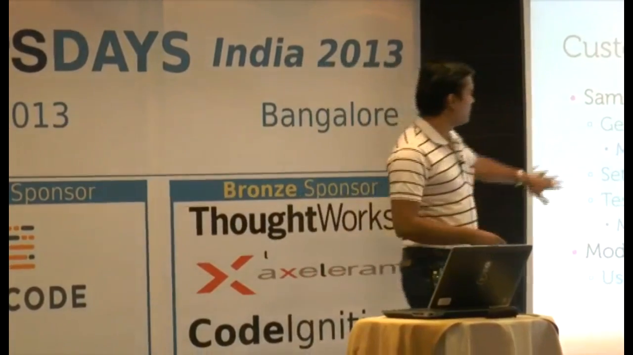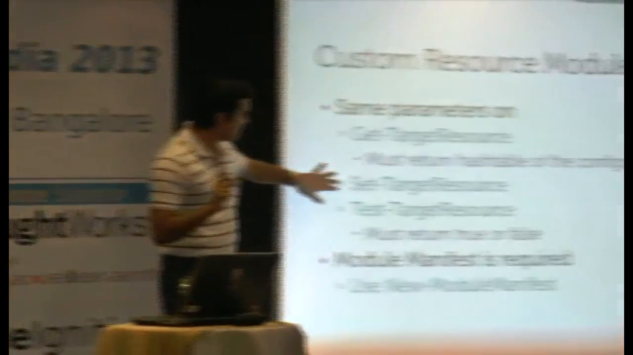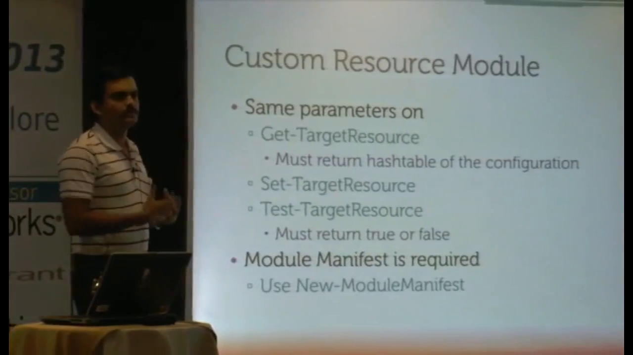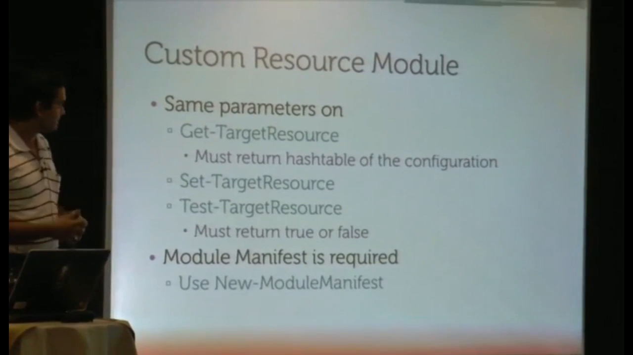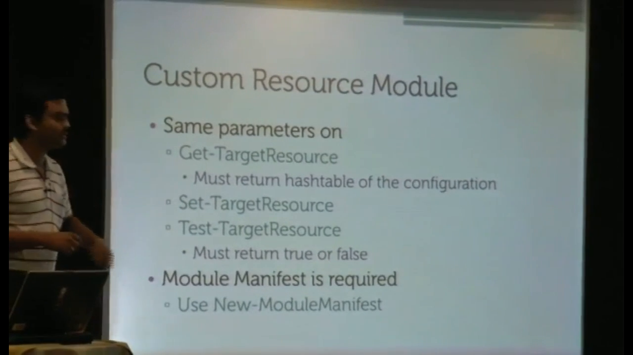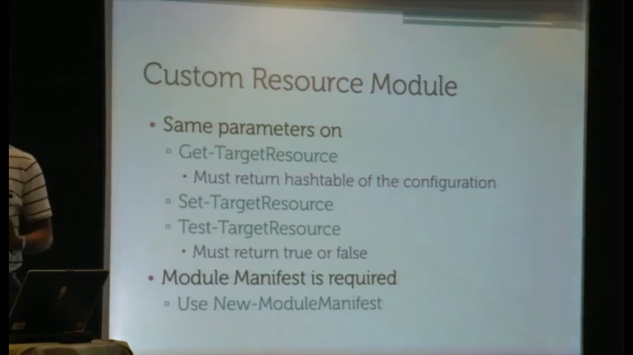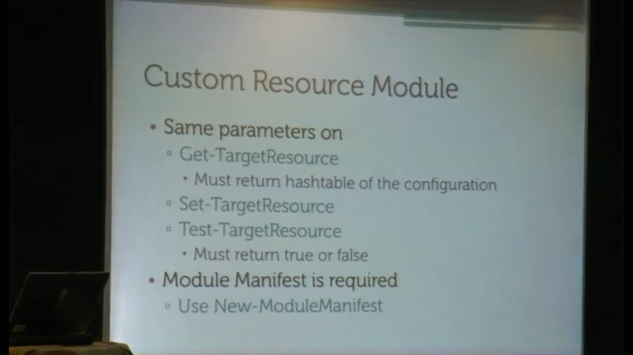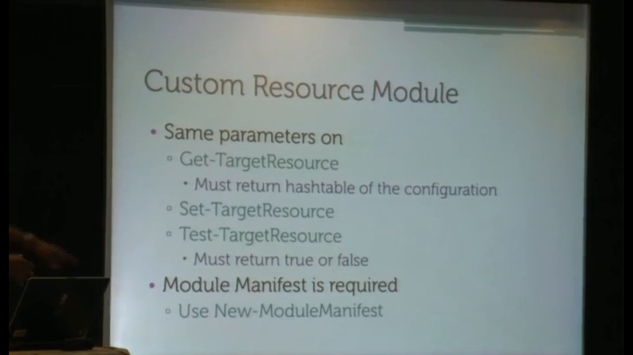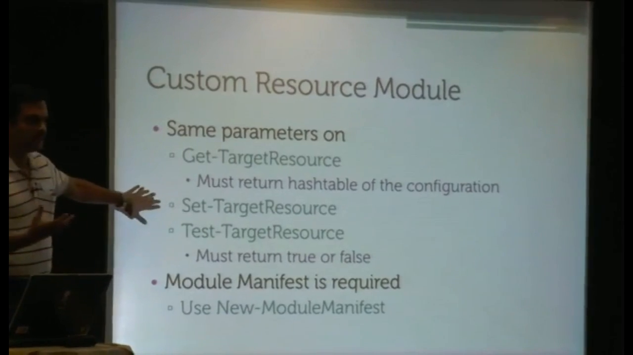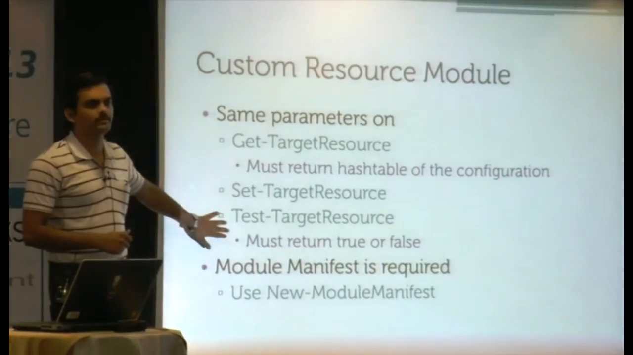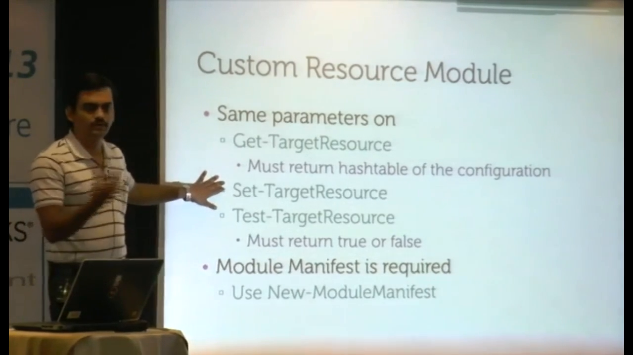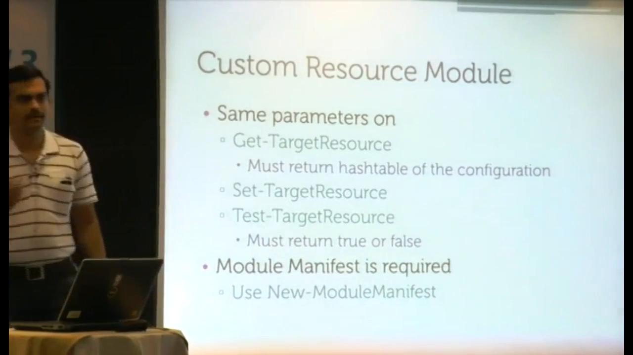Set target resource, again, there are constraints I'll talk about in a bit. This is where the actual logic is, right? It sets the configuration, it applies the configuration. Test target resource should always return a Boolean value, true or false. Okay, because set target resource functionality really depends on test. Only when test returns false does set go and change the actual configuration. So that's a very critical thing.